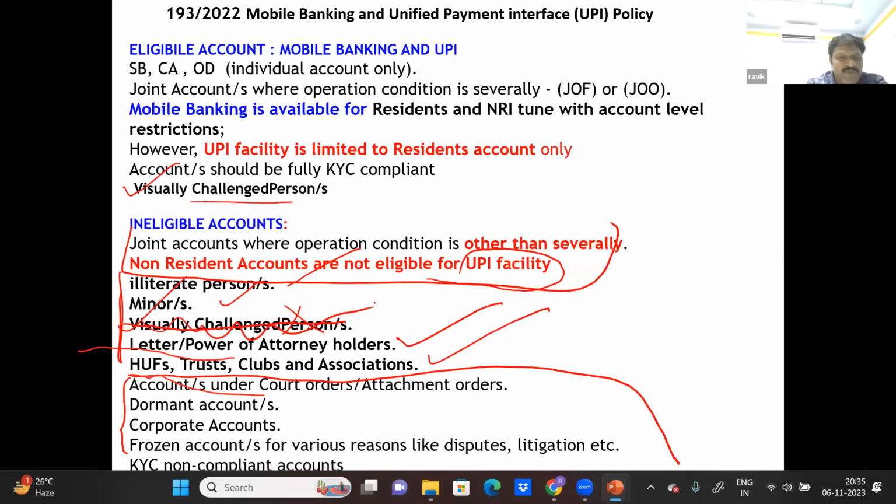Visually challenged, no problem. Illiterate, minors, we will know, no problem. Illiterates are not eligible for mobile banking. That also we have remembered with logic. Illiterates cannot operate mobile banking and all. LOA, power of attorney holders not eligible. HUF, trust, club also not eligible. They are not eligible. Please remember.